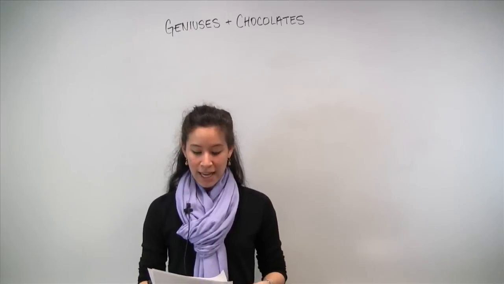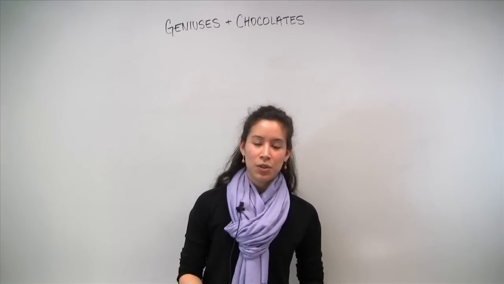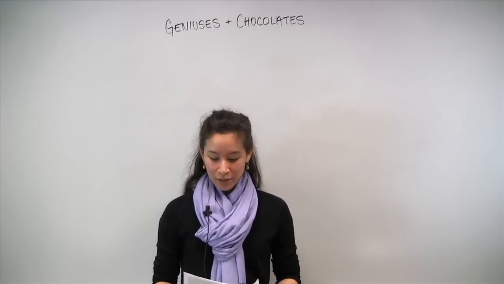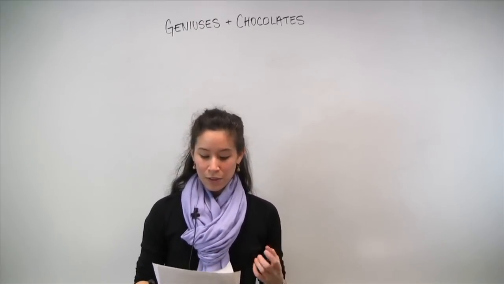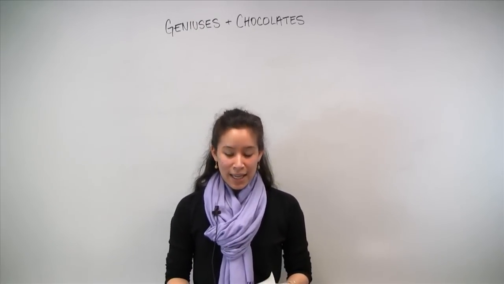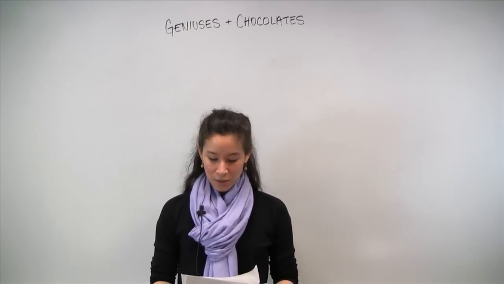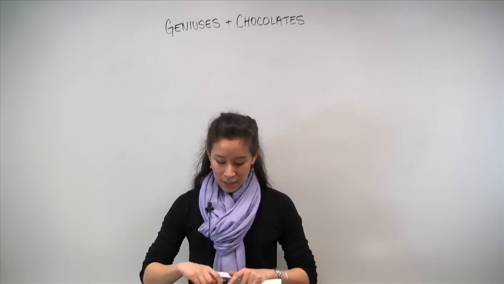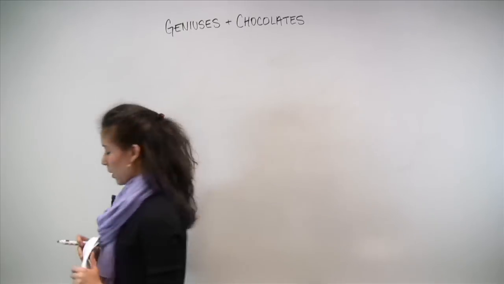In this problem, we have a class of students, and we're told that 60% of the students are geniuses, 70% of the students love chocolate, so I would be in that category, and 40% fall into both categories. And our job is to determine the probability that a randomly selected student is neither a genius nor a chocolate lover. So first, I just want to write down the information that we're given in the problem statement.